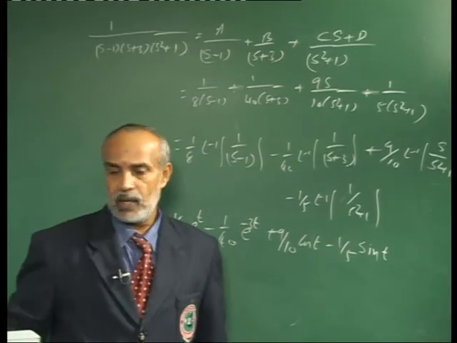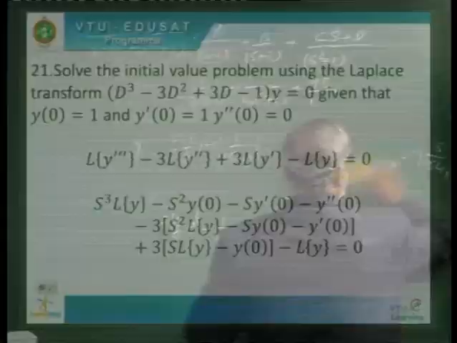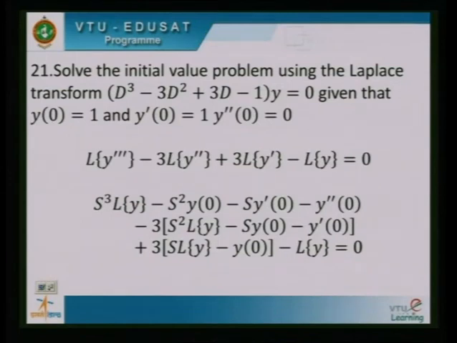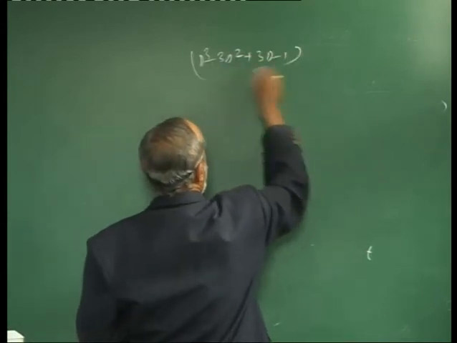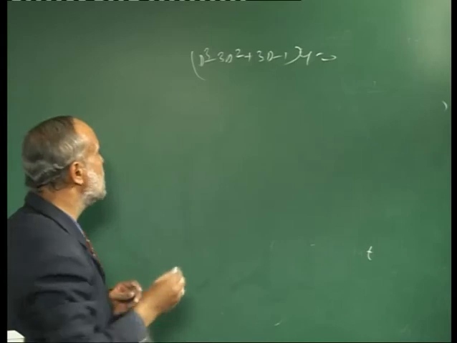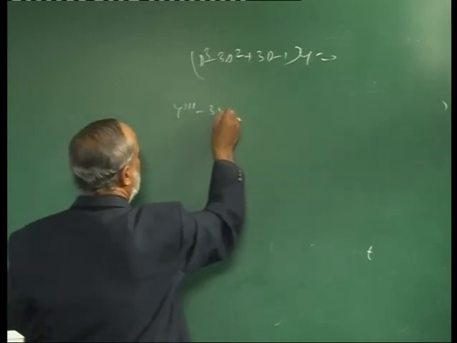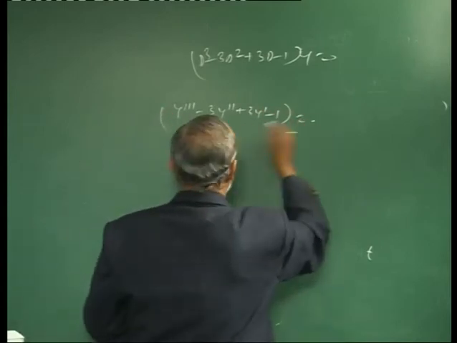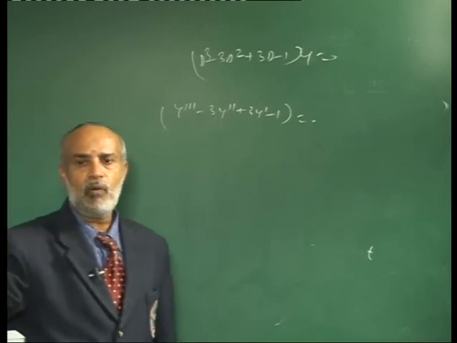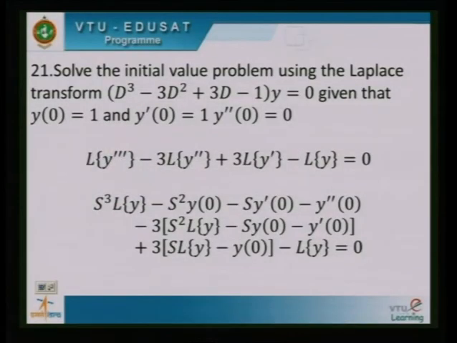D cube minus 3 D squared plus 3 D minus 1 into y equal to 0. This can be written as y triple dash minus 3 y double dash plus 3 y dash minus y equal to 0. Now you can apply the Laplace transform. What do you get? L of y triple dash minus 3 into L of y double dash plus 3 into L of y dash minus L of y equal to 0. Then what do you get?